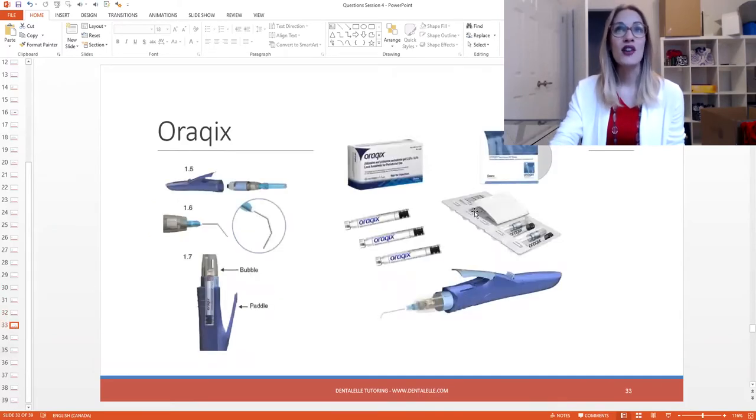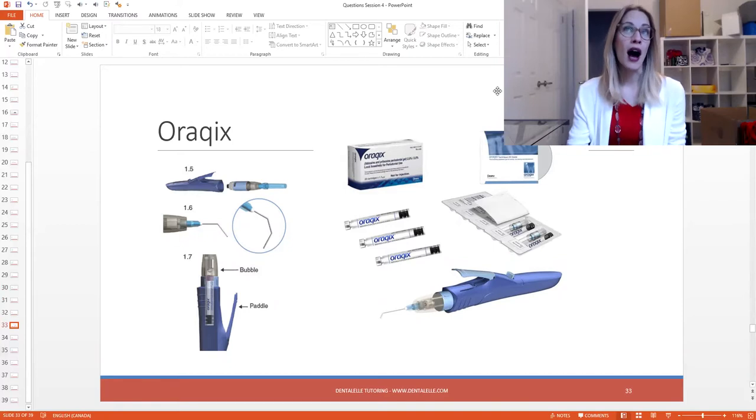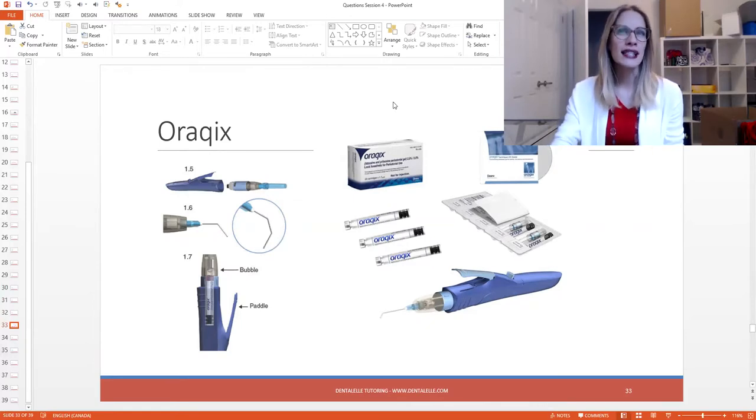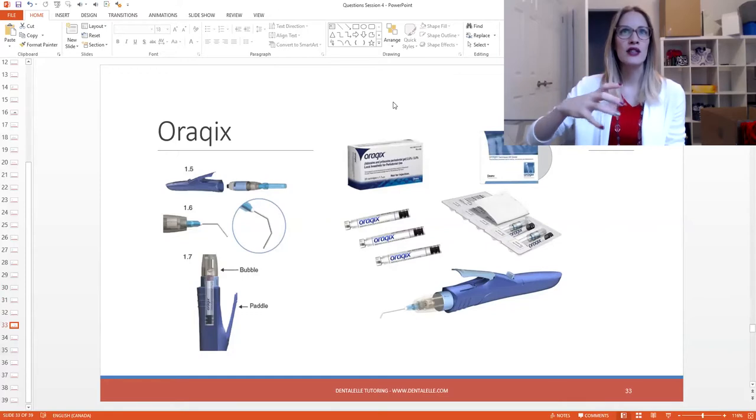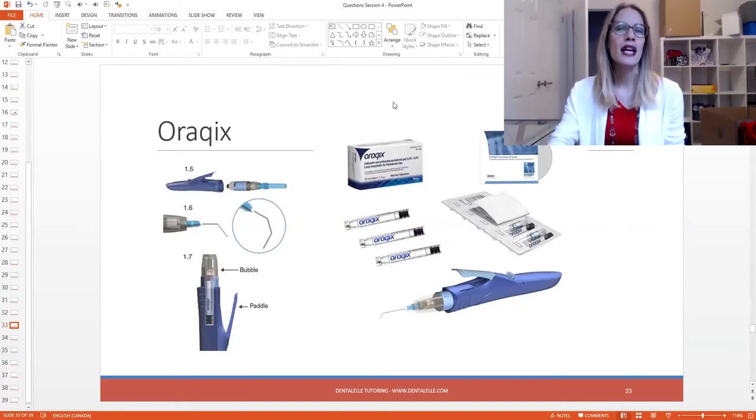Okay, next one, guys. Oh, and this is just kind of showing you guys an image of Oraqix. So does everybody know what Oraqix is? Now, it depends on where you live. You might not have this available to you. I'm in Canada primarily, so that's why I base a lot of it on that. But this is your topical anesthetic that actually is a little deeper into the gum line.